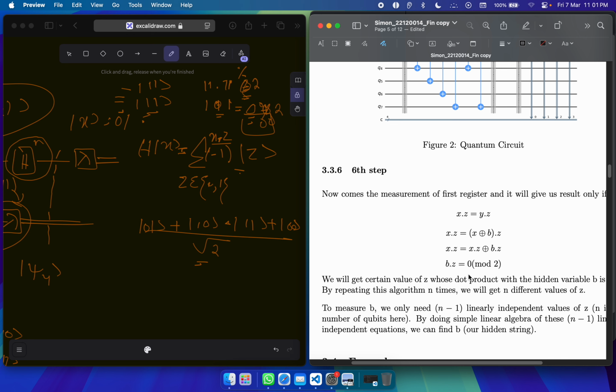Now the operation that we do here is going to be mod 2. So whatever calculations we do to find b dot z, it has to be mod 2. So if we do a binary multiplication, that multiplication cannot just be 1 multiplied by 1 plus 1 multiplied by 2, right?